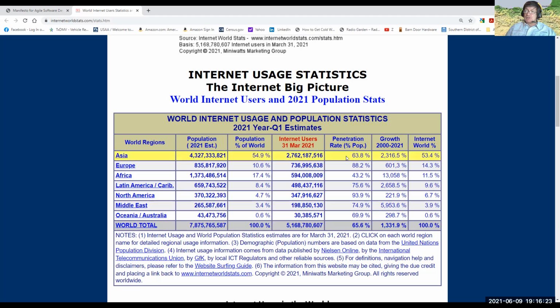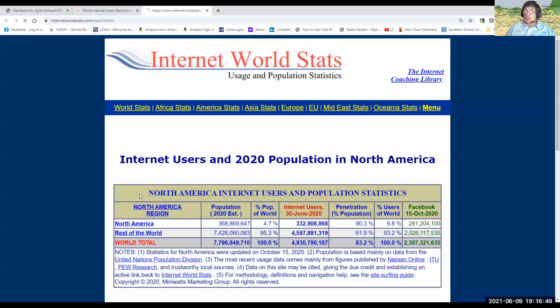The population in Asia is 63.8%, or 54.3% of the internet of the world. This is only because population-wise, they got 2 billion people. But this has continued to grow. This has not slowed down at all.